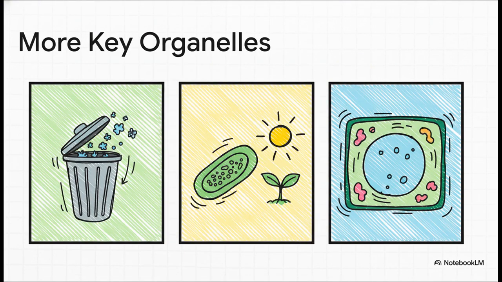Let's quickly look at a few other important workers. We have lysosomes, which are the cell's waste disposal system. They contain powerful digestive enzymes and can break down waste. That's why they are sometimes called suicide bags. Then, in plant cells only, we have plastids. The most famous type is the chloroplast, which is where photosynthesis happens. And finally, we have vacuoles, which are storage sacs. In plant cells, there's usually one very large central vacuole that stores water and helps keep the cell firm.